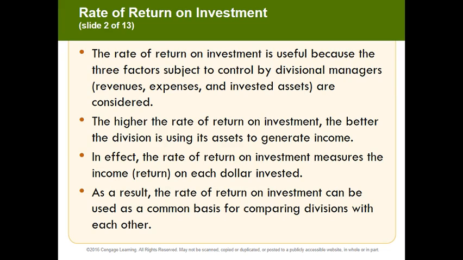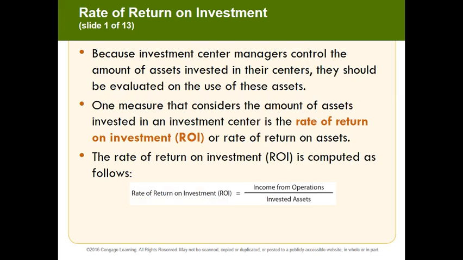The rate of return is useful because there are three factors subject to control by those division managers: revenues, expenses, and invested assets. So think about that: revenues, expenses, and invested assets. Revenues less expenses equals income from operations. Then divide that by invested assets. All three elements that are controllable by an investment center manager are represented in the rate of return on investment measure.